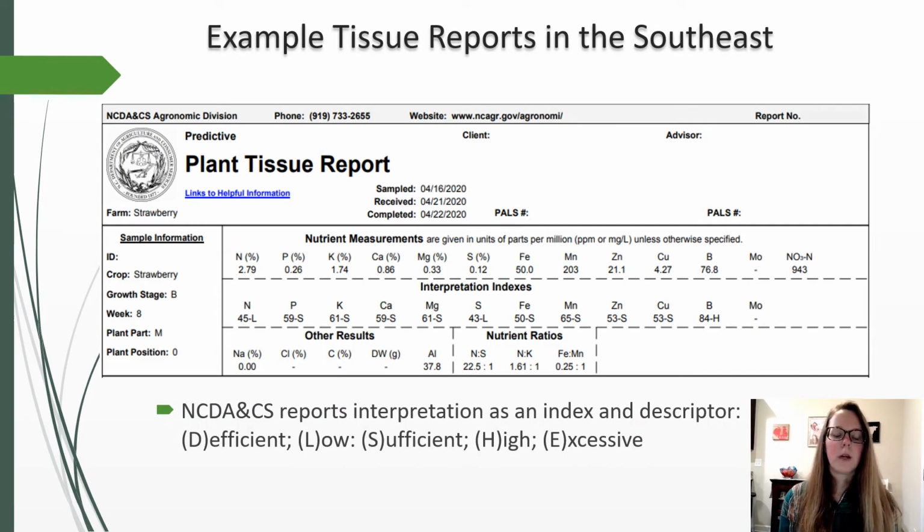Below is a plant tissue report with the crop being strawberry. As you can see, each nutrient contains a numerical index along with a letter index. The NCDA reports both the numeric and the letter index, with the lettering being, as we discussed before, D deficient, L low, S sufficient, H high, and E excessive.